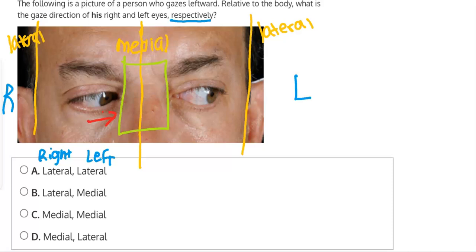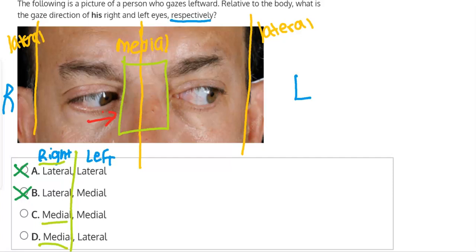The only way that the right eye could look laterally would be if the right eye, let's say their eye were over here and it were looking toward the right side, then it would be in the lateral direction. So therefore, the right eye is looking toward the medial direction. So we know that it has to be either option C or D for the right eye, right, to be medial. So therefore, we can eliminate option A and we can eliminate option B.